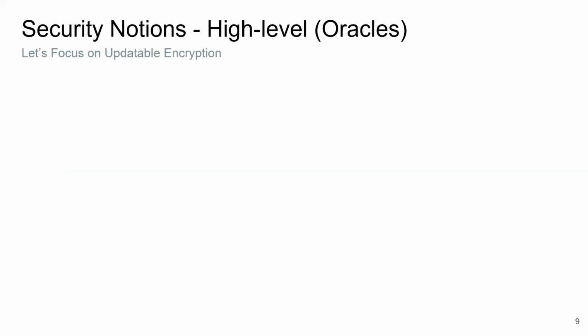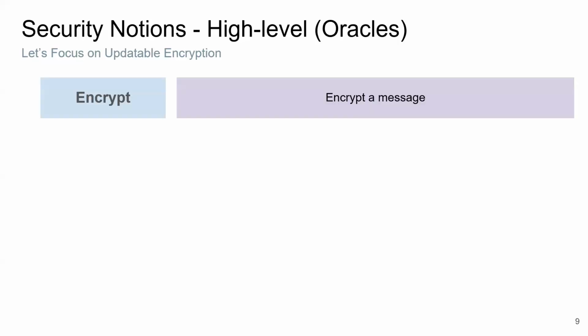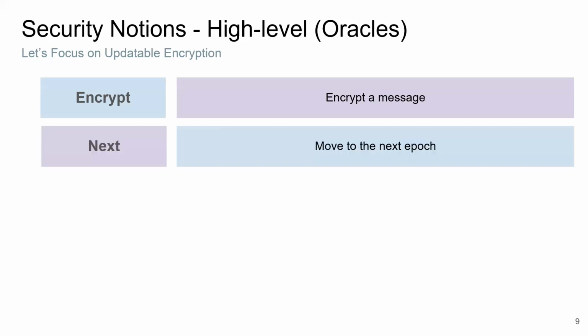So I'll concentrate now for the rest of the talk on the intuition behind our updatable encryption schemes. So let's talk a little bit about security notions for updatable encryption. In any security notion, we define a security game. An adversary is given access to different oracles. As you would expect, they get access to an encryption oracle where they encrypt messages. They can get access to a next oracle, which allows them to move things to the next epoch.